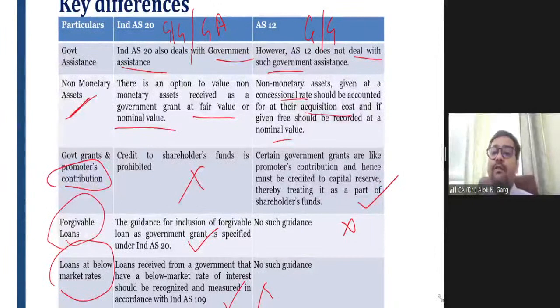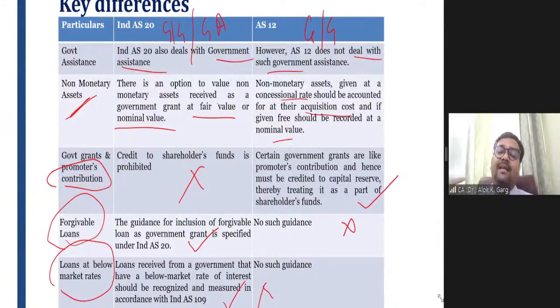Shraddha is asking, how can we differentiate between government assistance and non-monetary government grant particularly? Shraddha, generally what happens? When I talk about disclosure of government assistance, these are kind of support in nature. When I talk about non-monetary government grant, the government is providing some equipment, providing some facility, providing some asset, providing some intangible asset. But when I say government assistance, it is kind of a support. For example, government is giving technical advice. Government is giving market advice.